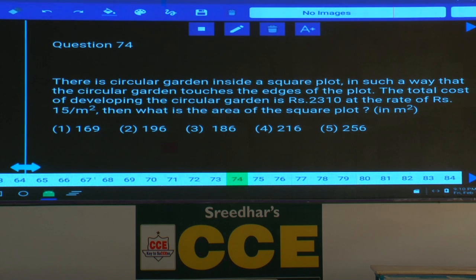Are we using 2310 and 15 rupees per square meter? Are we using that information? No. You have some basic knowledge. With that itself we can answer the question, especially areas and volumes.